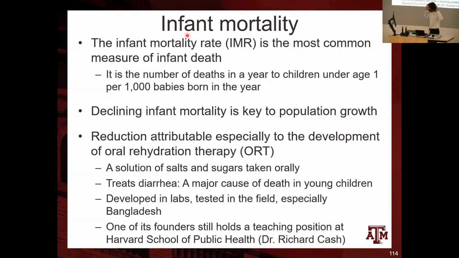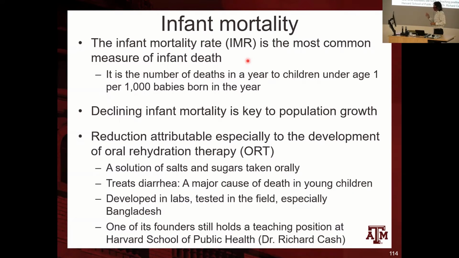So infant mortality is the most common measure of infant death. Pretty much in the numerator, we count how many children die before reaching age 1, and in the denominator, we put how many children were born in a specific year in a specific country, and multiply that number by 1,000, otherwise we would have really small numbers in terms of decimal cases.